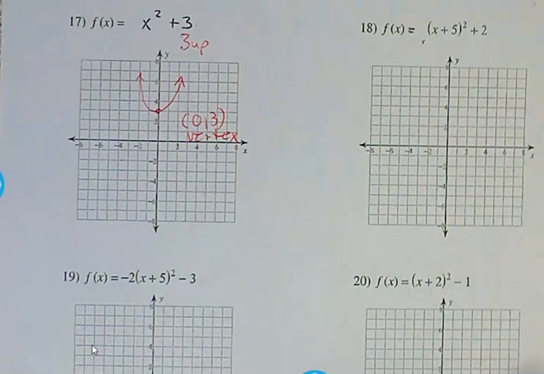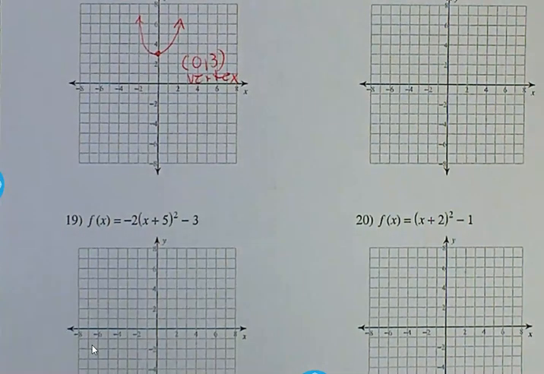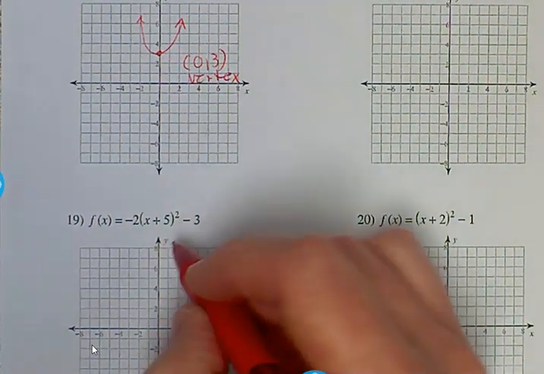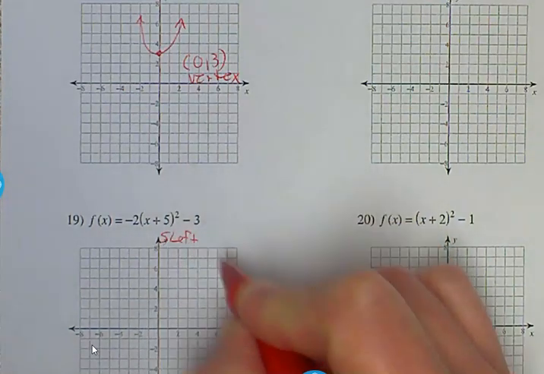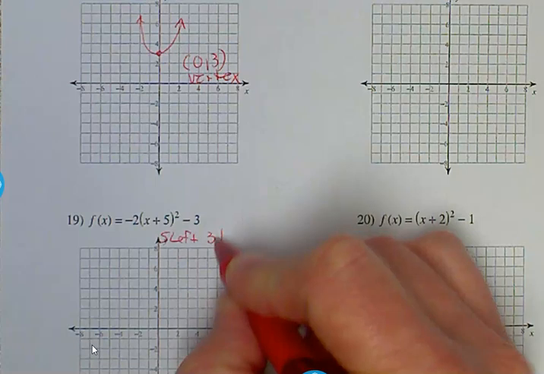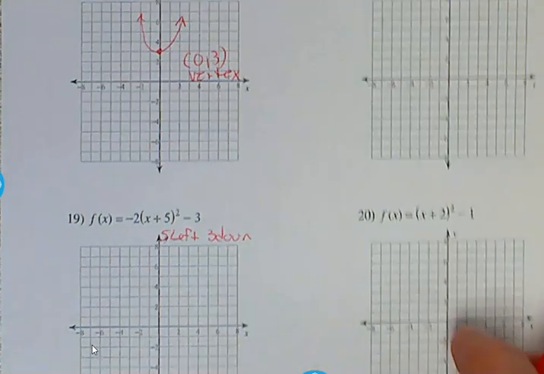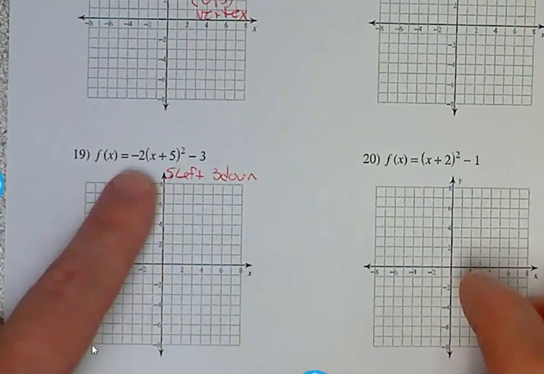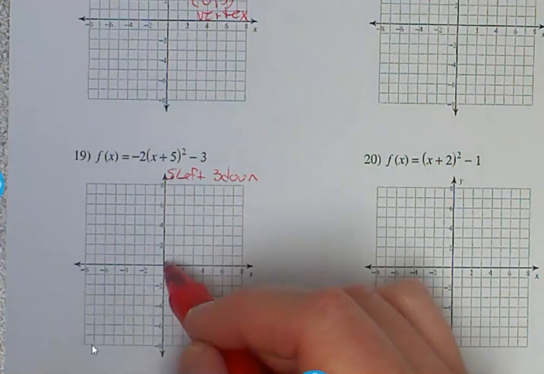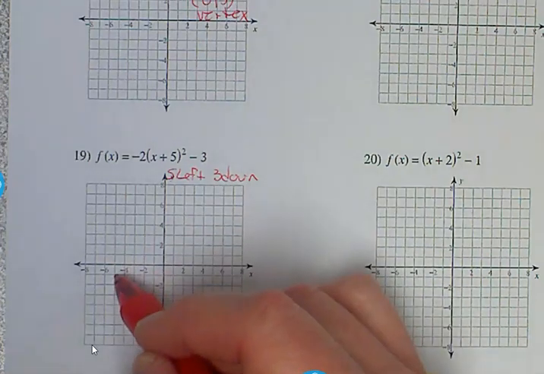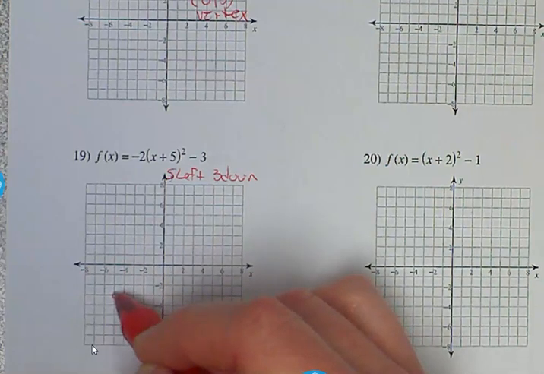All right, 19. Got a couple of things with it. Let's get the stuff we know before the rest of it. We got the 5 on the inside, so that would be 5 to the left. The negative 3 means we're going to move it 3 spaces down. Okay, so that part we can go ahead and do. Anything that's in front tells us a little bit of something else, but this is always your up and down, left and right. So we're going to go 5 left, and then 1, 2, 3 down. Make sure I got my numbers right. So it's going to be right there.